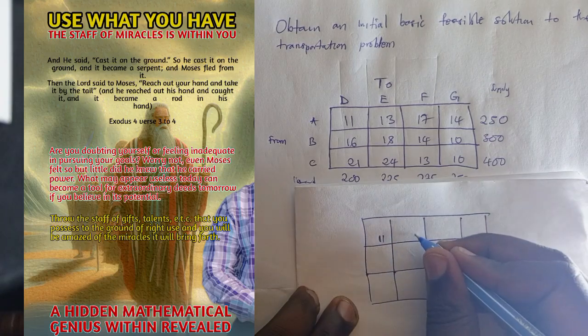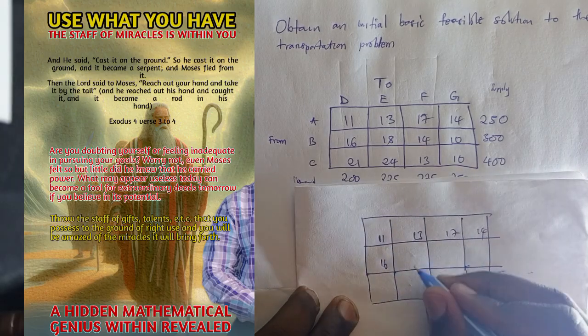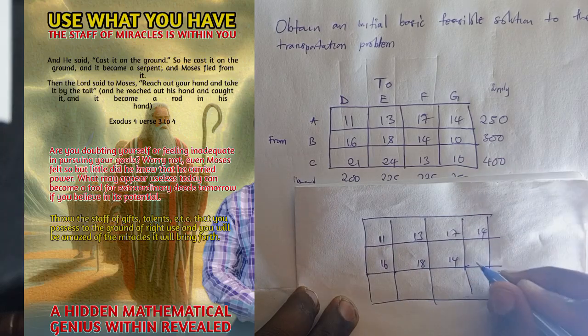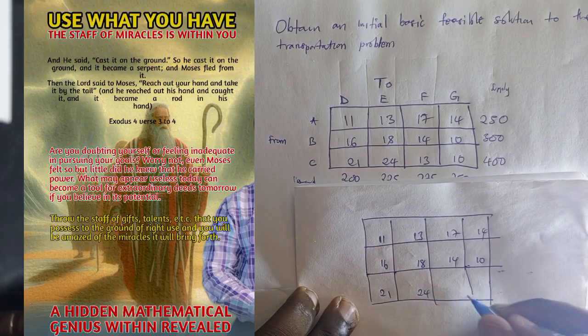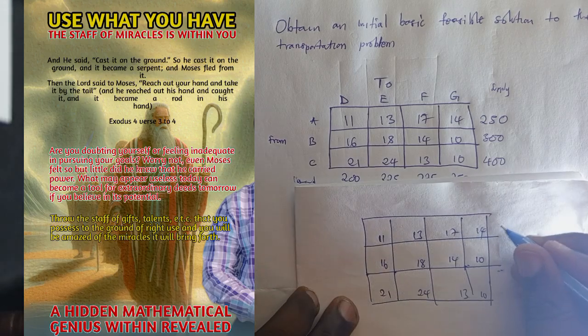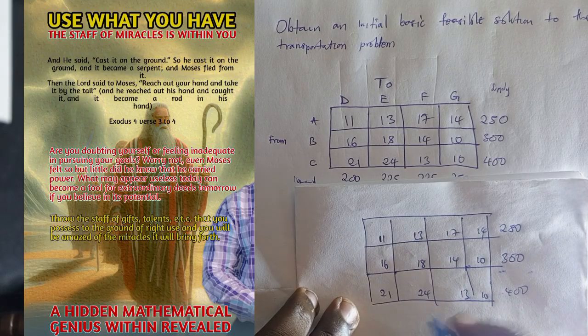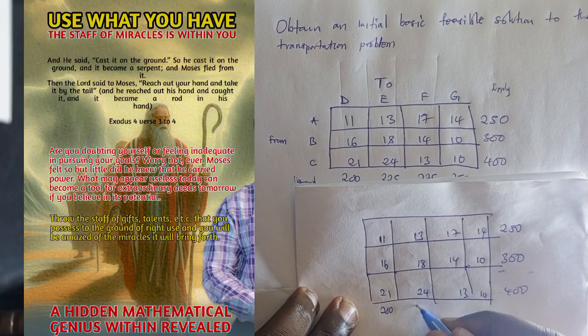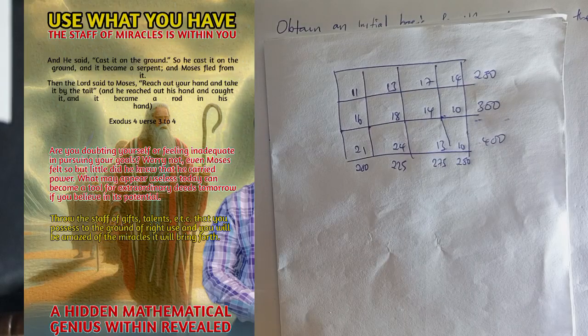Okay, so here we have 11, this is 13, we have 17, 14, 16, there is 18, 14, 10, 21, there is 24, 13, 10. The supply there is 250, there is 300, there it's 400, there it's 200, there is 225, there is 275, there is 250. Okay, so we want to use the northwest corner rule to solve the total cost of transporting the goods.